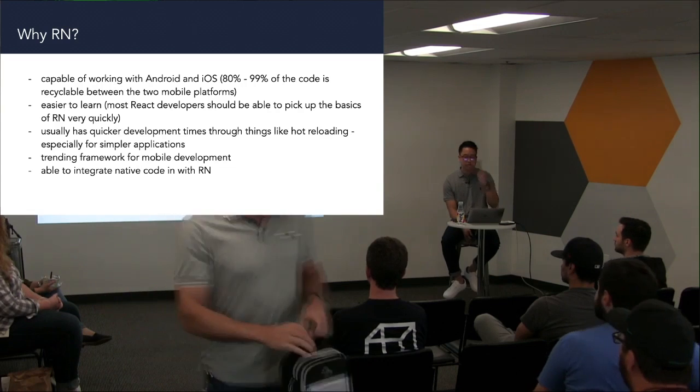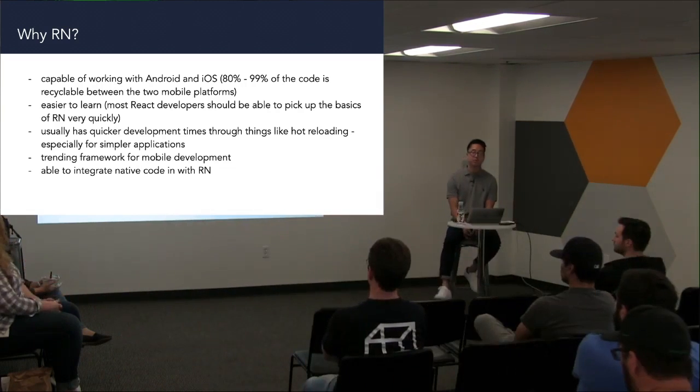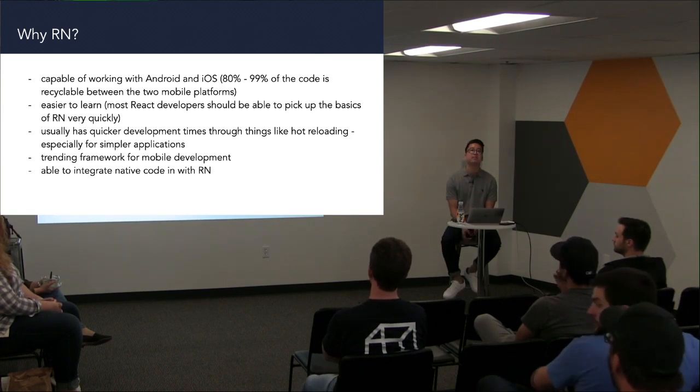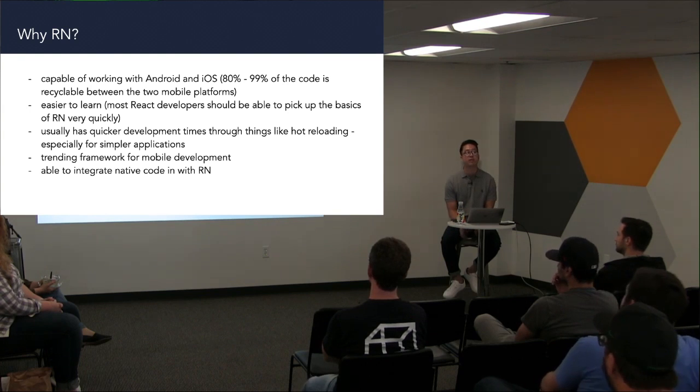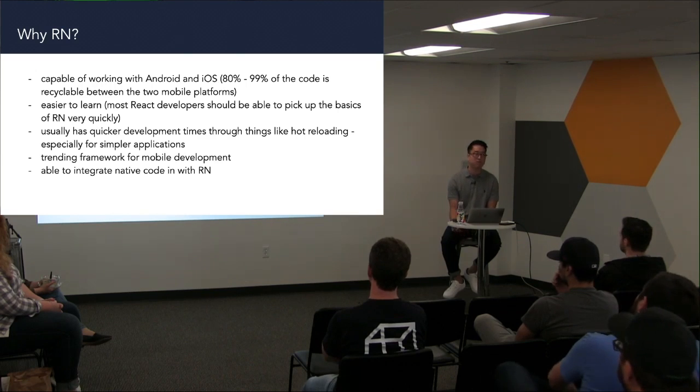And so it usually has quicker development times through things like hot reloading, which is a React Native feature that basically finds the differences in files and reloads the app at that specific point in the file. This is different from live reloading, which would reload the entire application, even if you made one small change, like a console log or something.